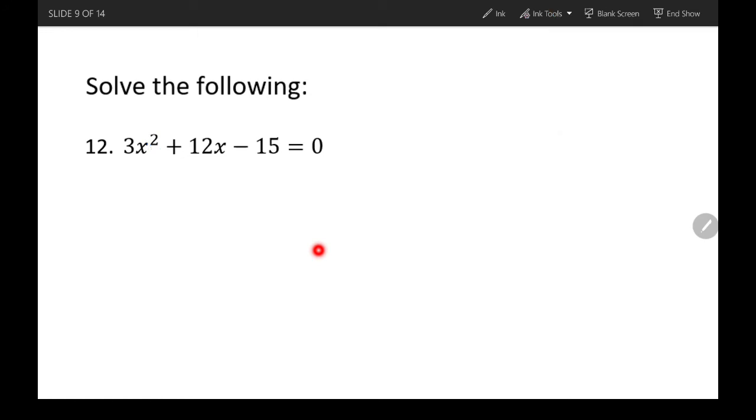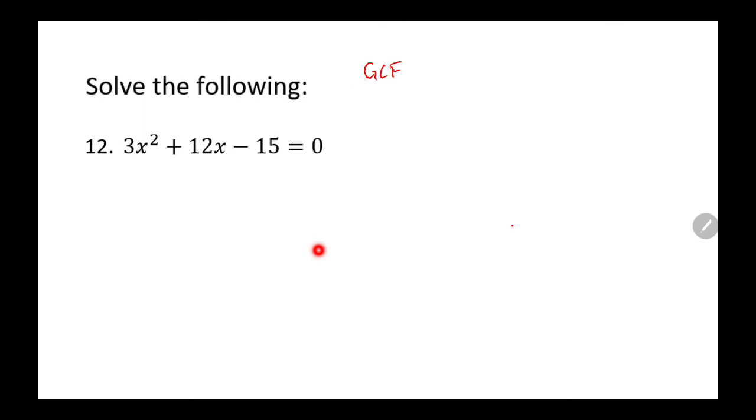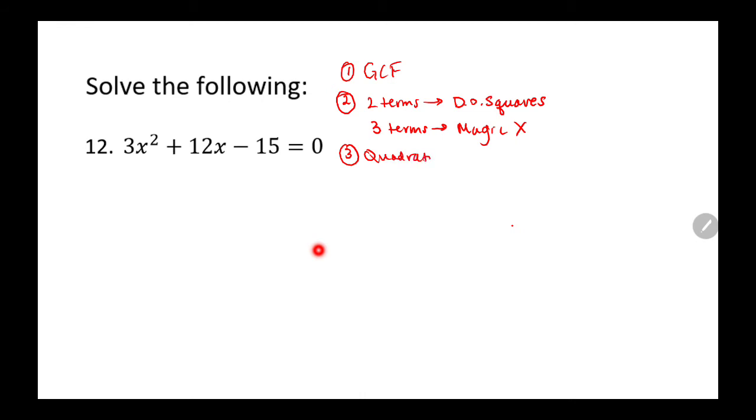So you might remember there's a whole bunch of ways to approach these problems. The first thing we should always check is if we can do greatest common factor. Then, based on the number of terms, if there's 2 terms, you'll want to try difference of squares. If there's 3 terms, a trinomial, then you'll want to try magic x. And if neither of those works, then we'll use the quadratic formula, which is super fun. All right, so let's try greatest common factor first.